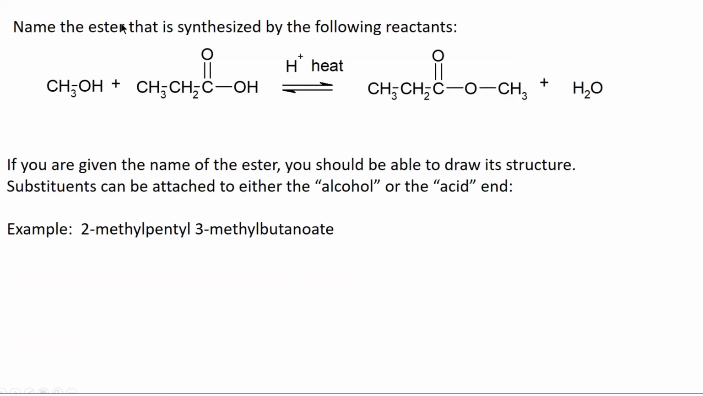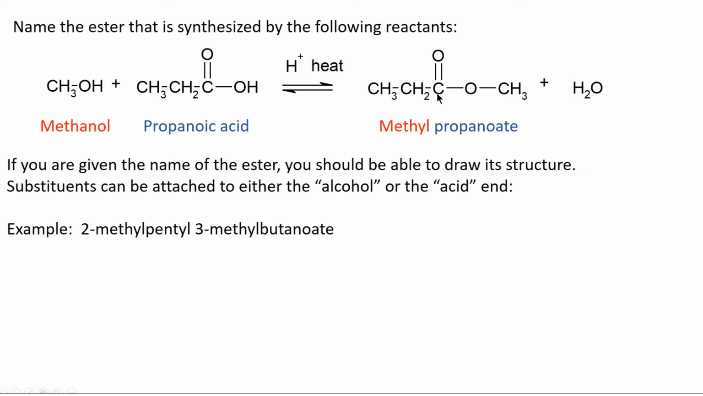Okay? So let's do another example. We're going to name this ester that is synthesized by the following reactants. We have an alcohol and we have the carboxylic acid. Our alcohol is methanol. Our carboxylic acid is one, two, three, propanoic acid. Now between these two, which one has the highest priority? It's the acid. So when we name our ester, we're always going to look at the carbon that's attached to the carbonyl, and that is the base name. So that's our propanoate. Again, we drop the ic acid and add ate.